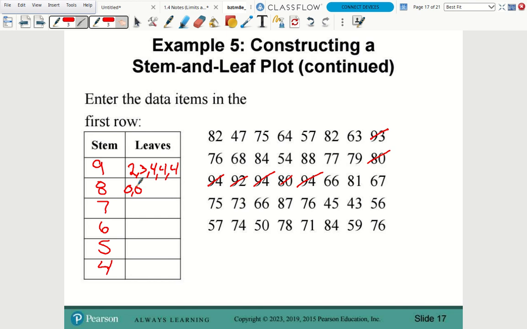All right. Do I have any 81s? Okay, so I do have an 81, right here. So I have a 1. Do I have another one? No. 82? Yeah. Okay, so I do have a 2 then. You have 2 of them, an 82 and an 82. So I have 2 2s.